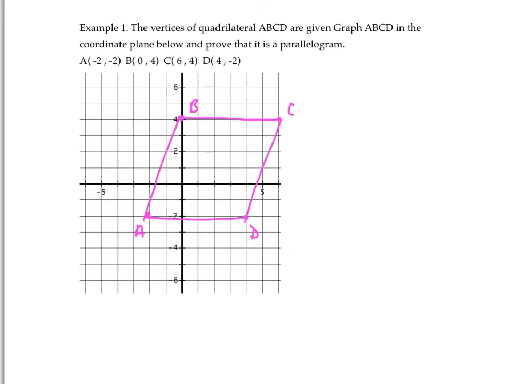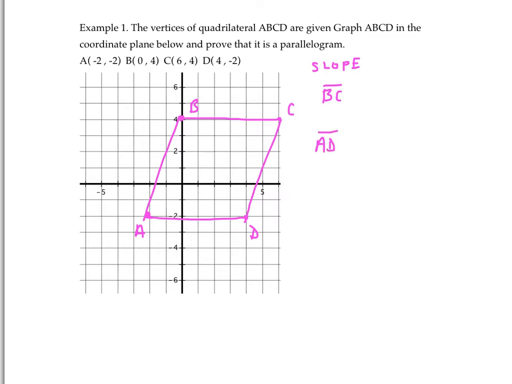Okay, so we want to prove that this is a parallelogram. So nothing more specific than a parallelogram. So we only need to use slope, right? And what we're going to try to do is prove that both pairs of opposite sides are parallel. So I want to define the slope of line segment BC and find the slope of line segment AD.